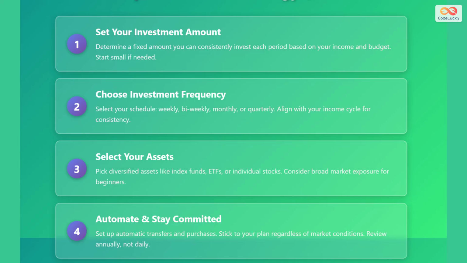Step 4. Automate and stay committed. Set up automatic transfers and purchases through your brokerage. Stick to your plan regardless of market conditions. Review your strategy annually, not daily. The automation removes emotional decision-making and ensures consistency over time.